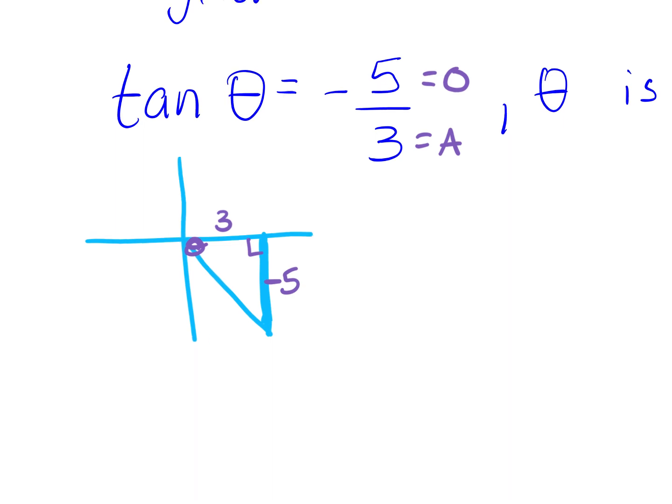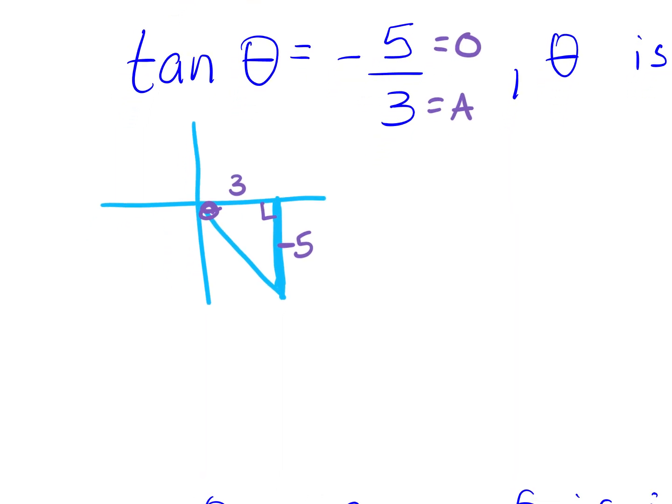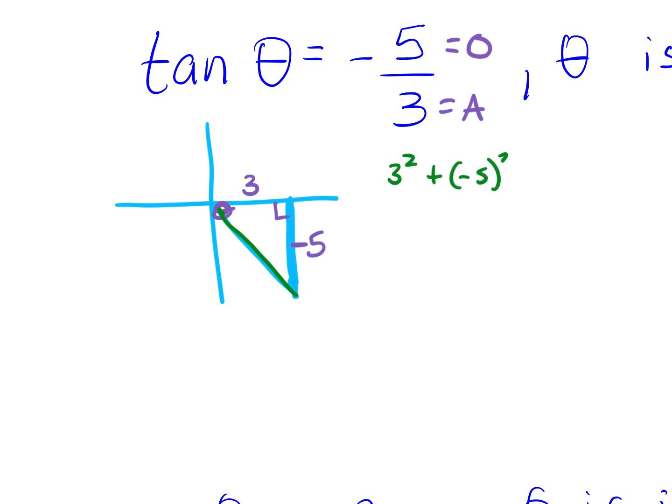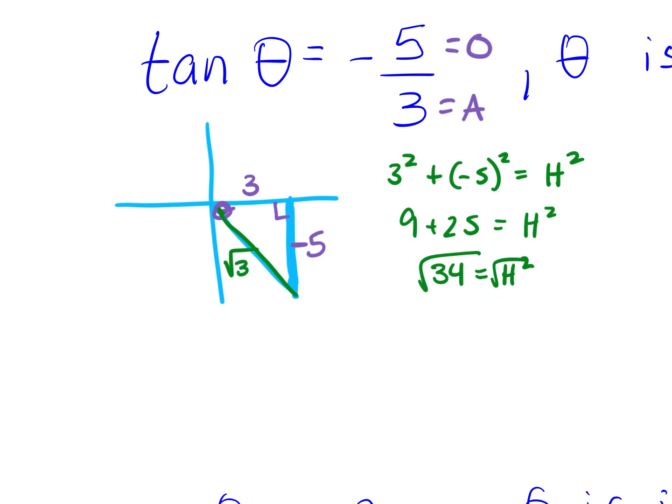Now, how do we find the hypotenuse? Pythagorean theorem. We could do 3 squared plus negative 5 squared is equal to, we'll call it h squared. So 9 plus 25 is equal to h squared. This would be 34 is equal to h squared. Take the square root. So our hypotenuse is the square root of 34.